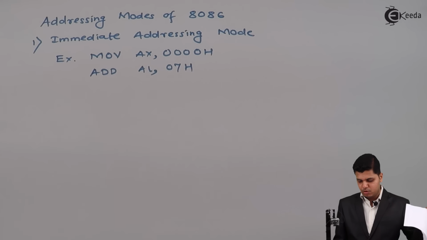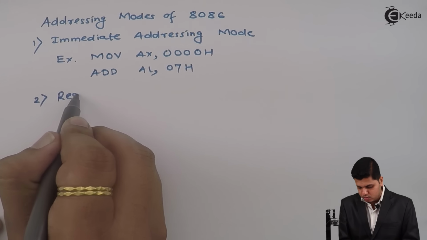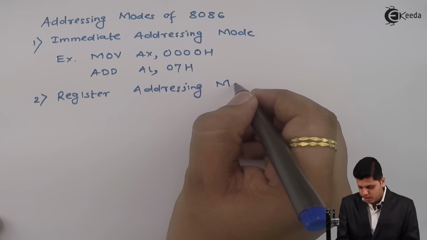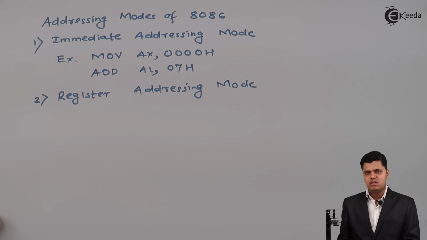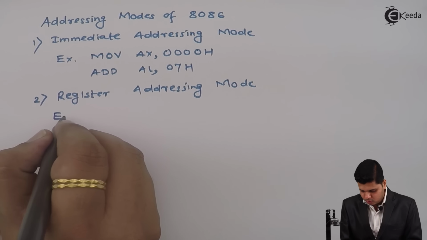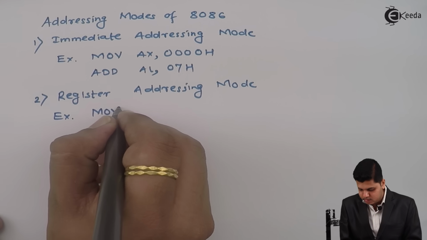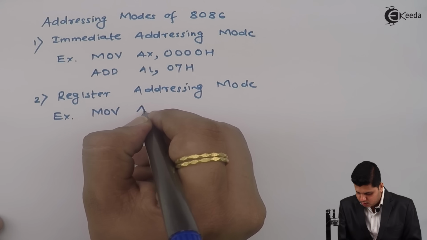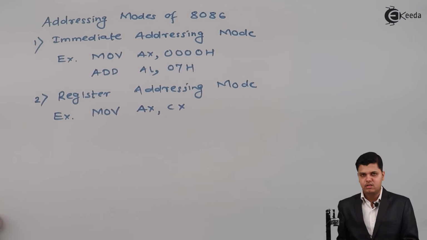Now the second addressing mode which we are going to see is register addressing mode. As the name signifies, the operand specified in this addressing mode will be a register. I will write the instruction directly, taking the same opcode as in the first example, that is MOV. Let's say the first operand is AX and the second operand is the CX register.